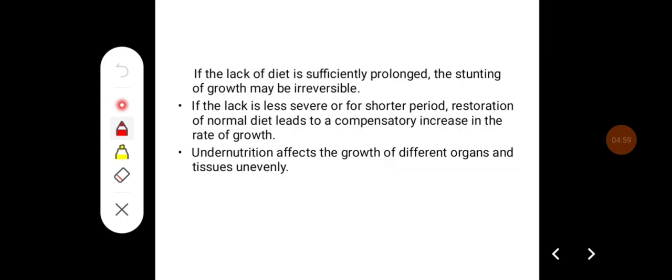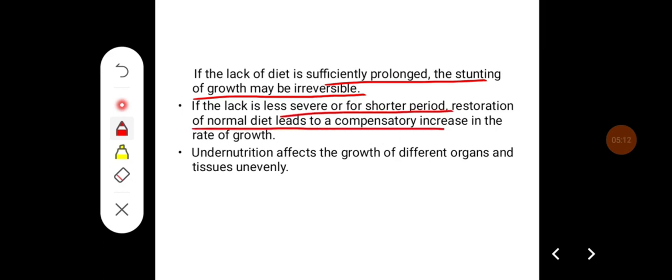Therefore, if the lack of diet is sufficiently prolonged, the stunting of growth may be irreversible. And if the lack is less severe or for a shorter period, restoration of a normal diet leads to a compensatory increase in the rate of growth. And nutrition affects the growth of different organs and tissues unevenly.